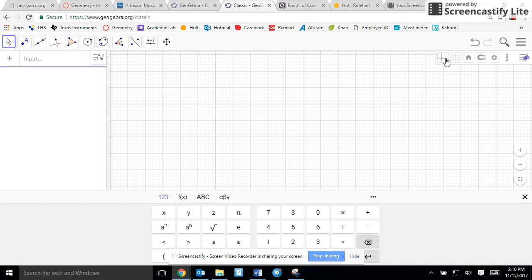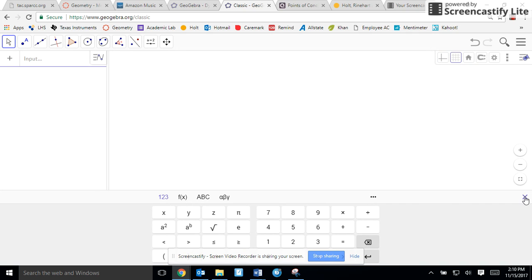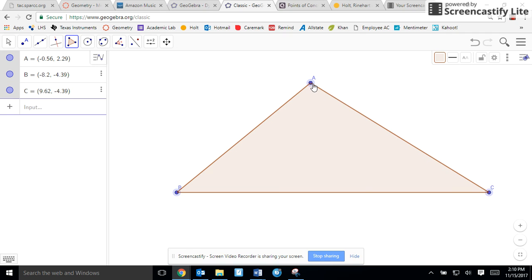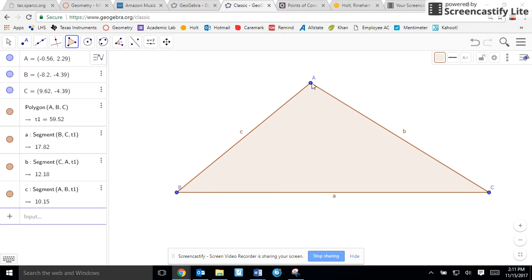I like to get rid of the grid and the axes and this calculator. We'll do the circumcenter first. Create your triangle with 1, 2, 3, and then the fourth click back to the beginning.